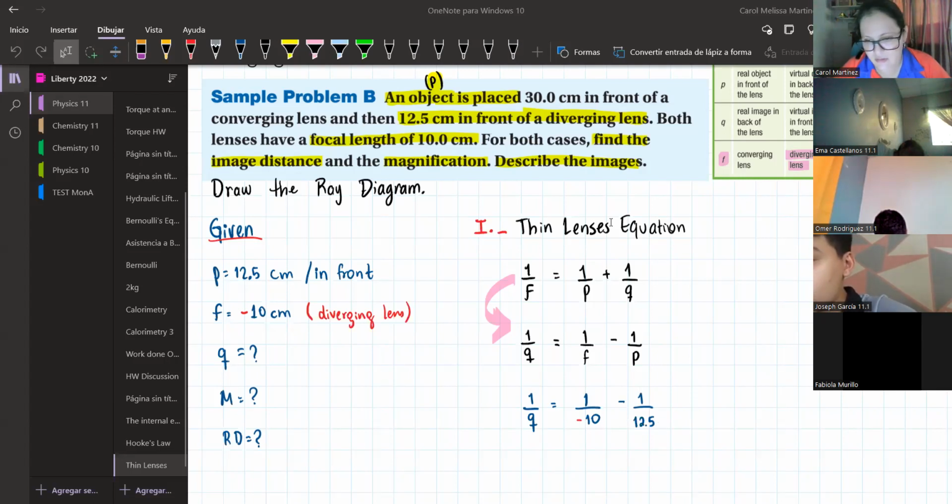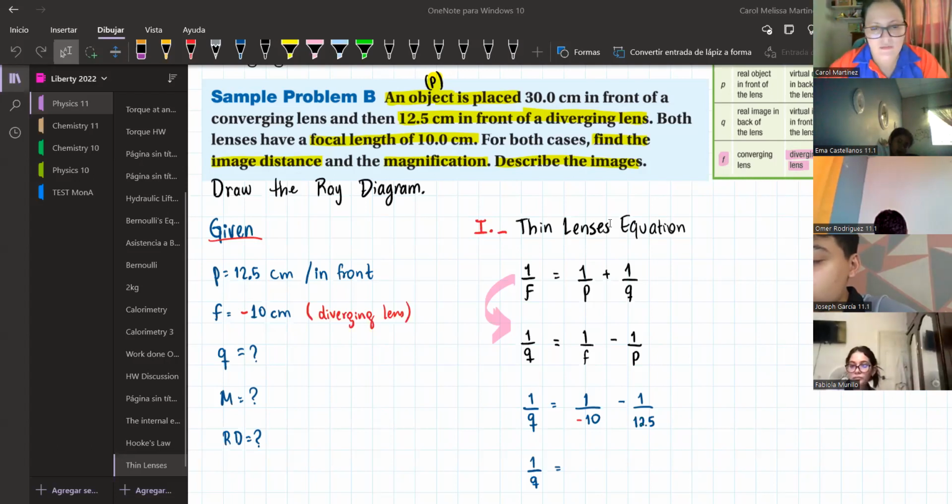I don't write centimeters until the end. Okay. How much do you get when you subtract these fractions? 1 over negative 10 minus 1 over 12.5. Negative 0.18. Yes, I got it as a fraction, negative 9/50.